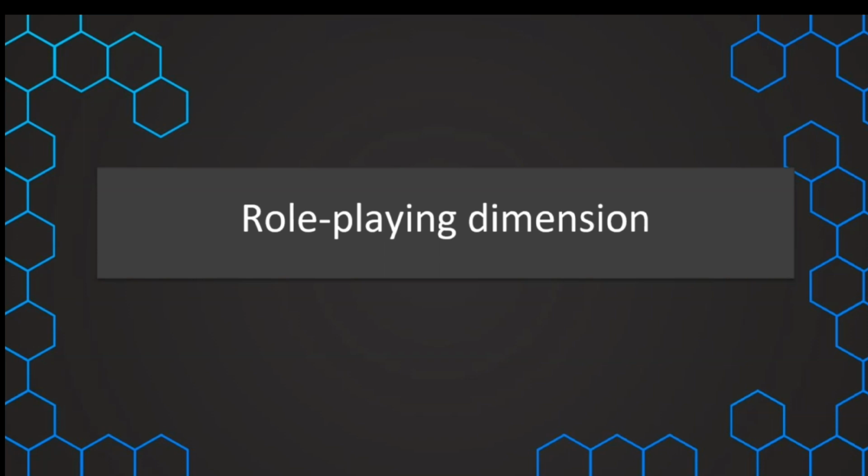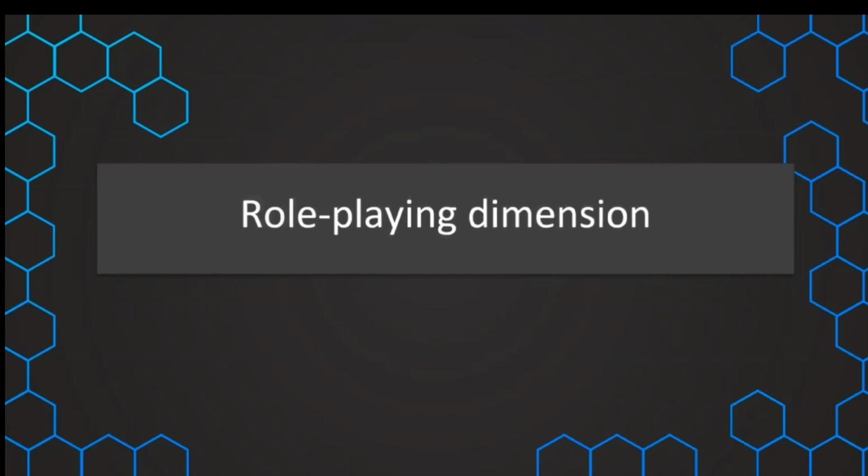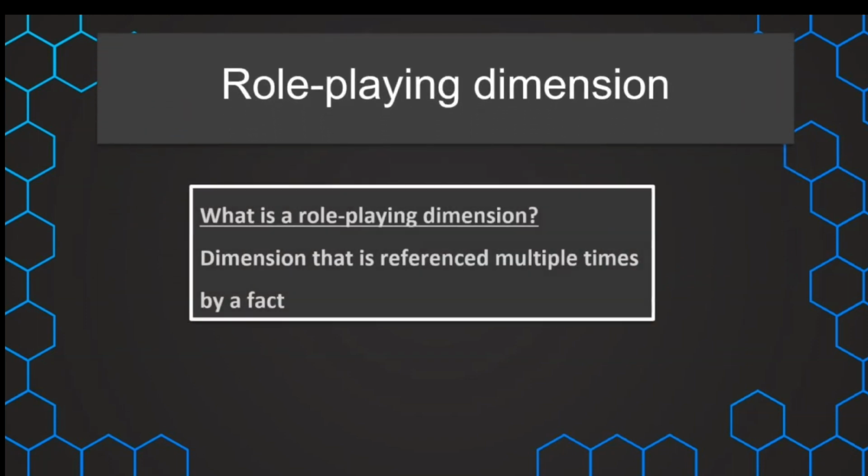So again, the date dimension is, we know, the most important dimension, and there can be, of course, in some facts, multiple date keys. And then our date dimension can play multiple roles. So let's dive into how we can work with these so-called role-playing dimensions. So first of all, what is a role-playing dimension?